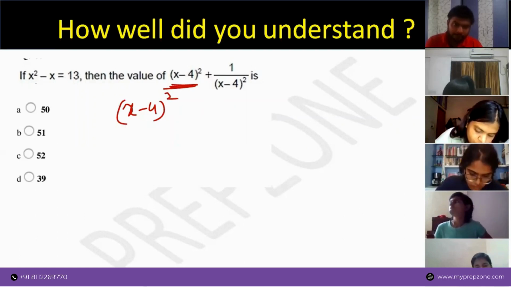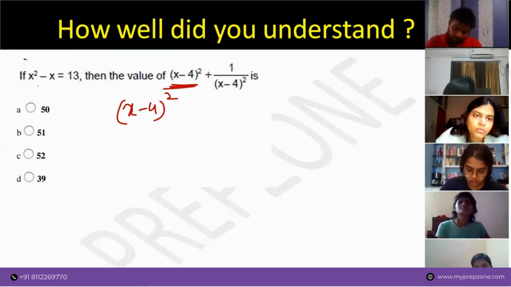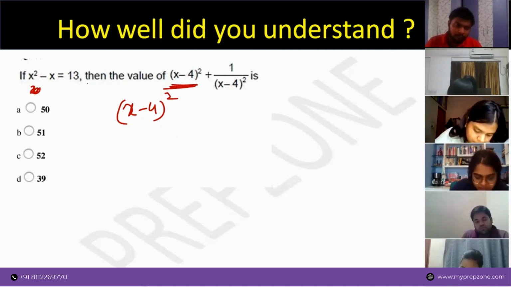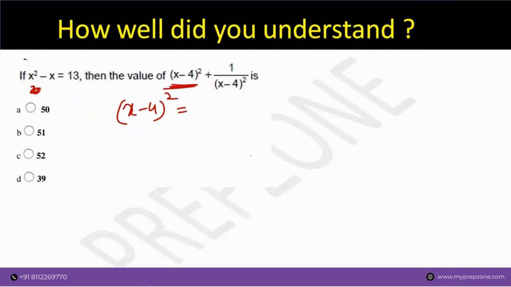And while you can definitely divide by x, so it will be x minus 13 by x equals 1, it is of no use to you because you need x minus 4 square. So try to solve this. How can I solve the value of x minus 4 square? And then proceed. Try to solve. x minus 4 square is what I have to generate.